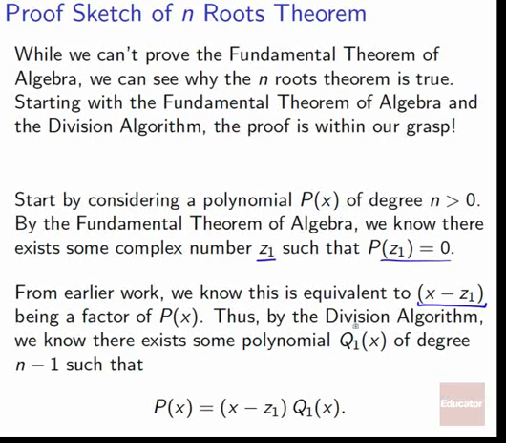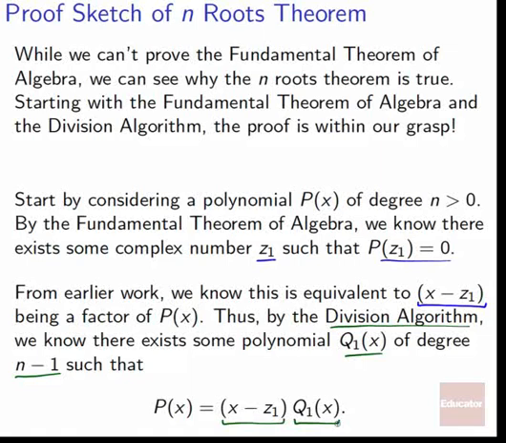So by the division algorithm, we know that there exists some polynomial q1, right? We'll just call it q for quotient, and then we'll need to give it a number because there's going to be a bunch of these quotients coming up soon. So we'll call it q1 of x because it's the first time we've divided our initial polynomial, and it's going to be degree n minus 1 because we're going to pull out x minus z1 so that we'll get x minus z1 times q1 of x, right?